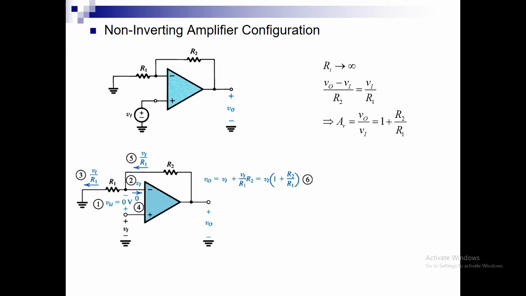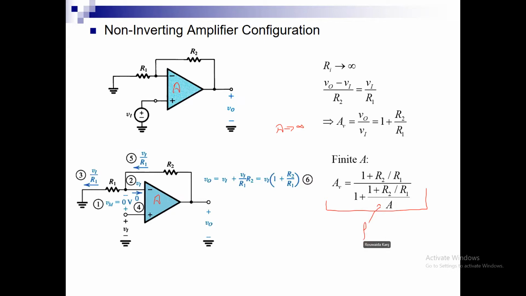It does not depend on A. Here we considered the open loop gain of the amplifier to be really infinite in this configuration. And then we said, well, what if it were finite? Then it will really depend on the gain of the amplifier. This is the open loop gain A. In the first configuration A tends to infinity, and in this configuration A is finite.